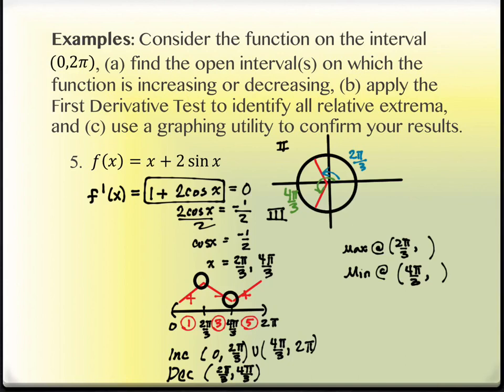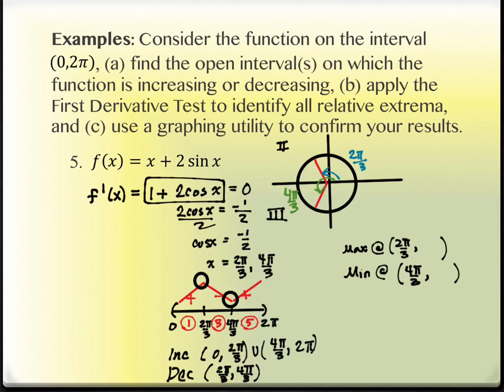And how do I find those corresponding output values, y values over here? Plug it in to the original function. And they're not nice values. These are not going to be nice values, like they sometimes are, because I have a polynomial piece, x, plus a trig piece, sine. So the values themselves are kind of ugly.